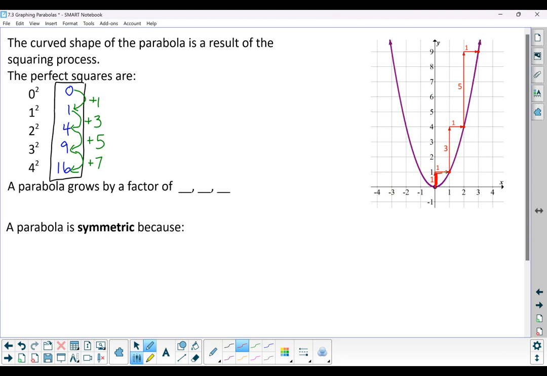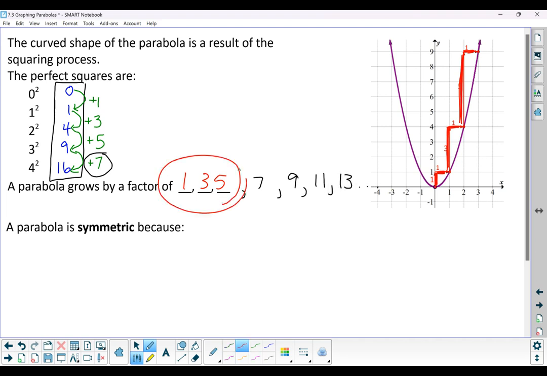So at first, it grows up by a factor of 1. The next time, it grows by a factor of 3. And then the last one on this graph is a 5: 1, 3, 5. So we often talk about parabolas having a 1, 3, 5 pattern. Now, of course, that pattern doesn't end with the 5. The next one would be 7, just like we have here on this chart. And then it would just continue with odd numbers. But usually for the purposes of sketching a graph, the 1, 3, 5 is enough.